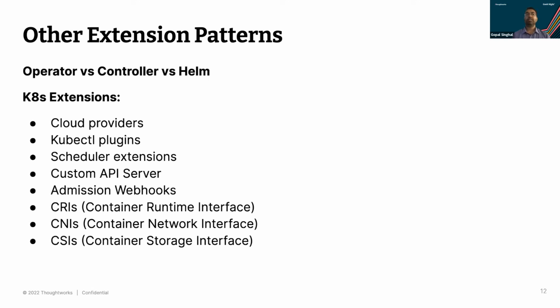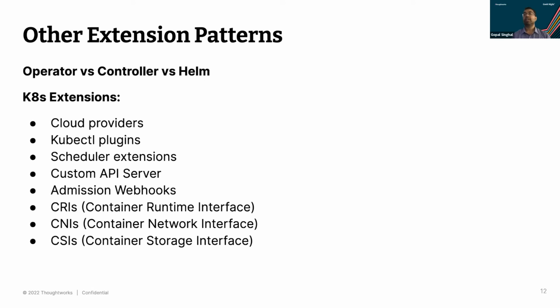But if it is just clubbing multiple resources into one set, then Helm is a good solution. Coming on to Kubernetes extensions, we just saw one of them, that is the operator pattern or custom resource definitions. Kubernetes provides a lot of ways to extend it. It is a platform for any new extension that we want to make on top of it.